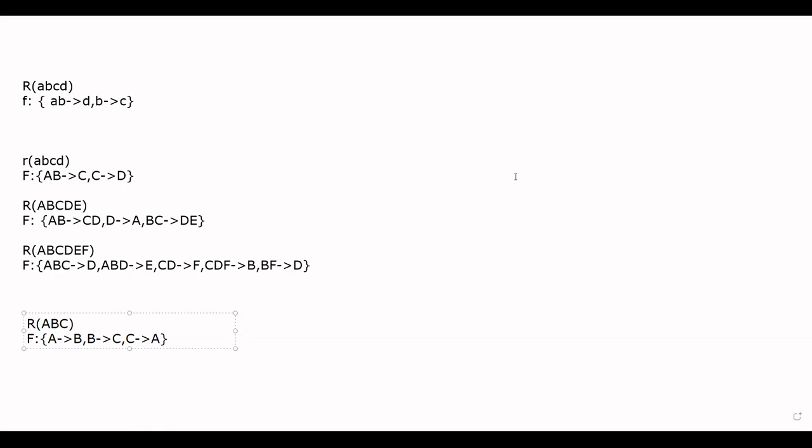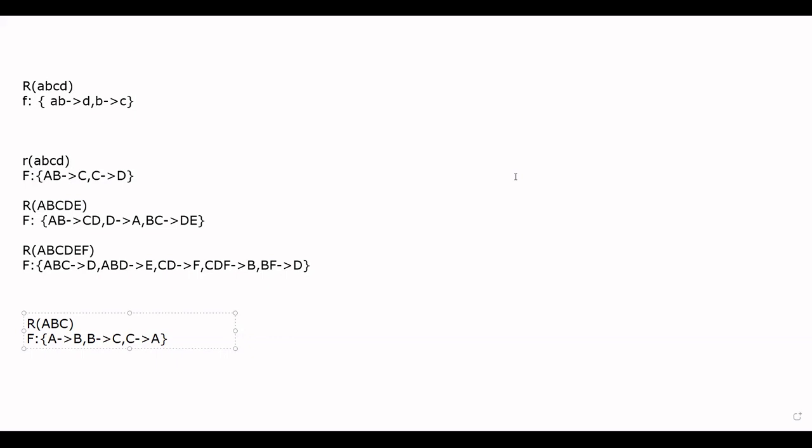AB is the candidate key. That is directly BCNF. The C to D is NK to NK, no? Then 2NF. Sorry, Abhay? Then 2NF. That is 2NF, correct, no? Done? First question.